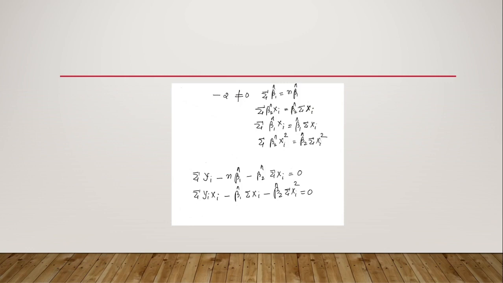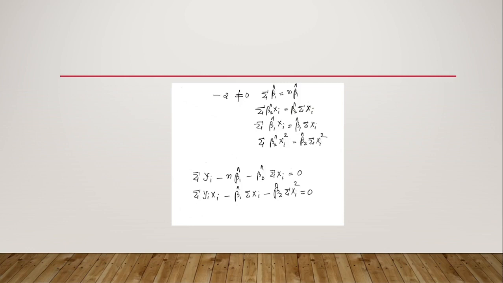Similarly, when we expand that equation, we get sigma beta 1 hat. Beta 1 hat is a constant. So instead of writing sigma beta 1 hat, we can write n beta 1 hat because n is the sample size. So we are multiplying with the sample size n. So we will not write sigma beta 1 hat because beta 1 hat is a constant.